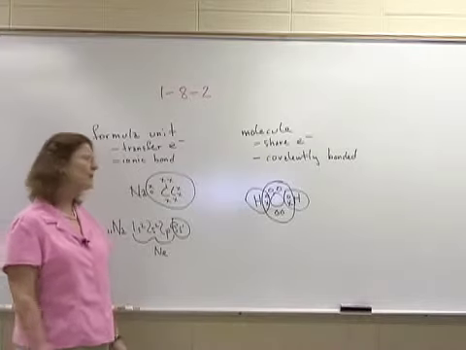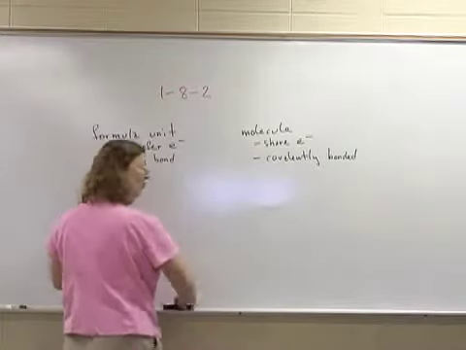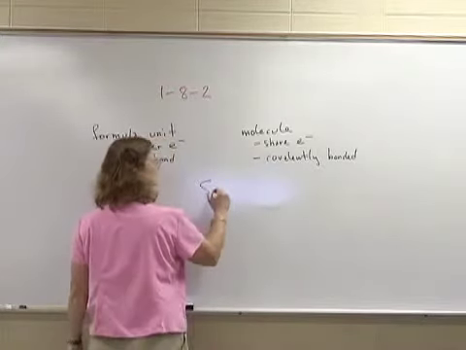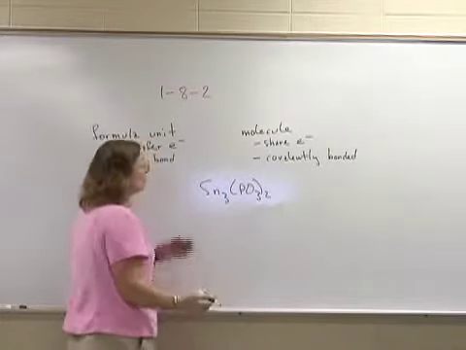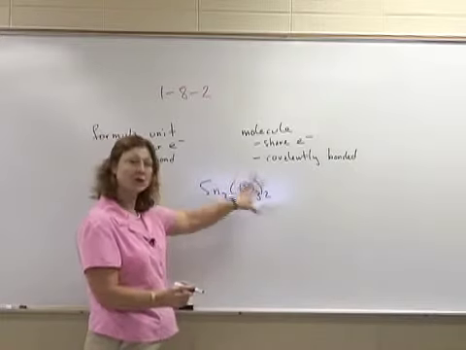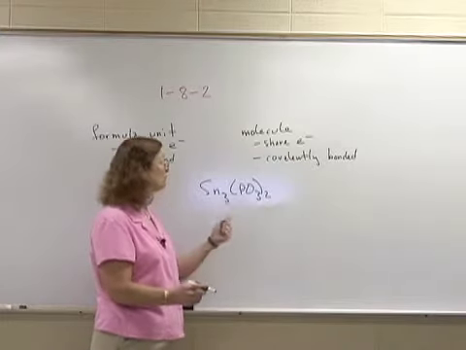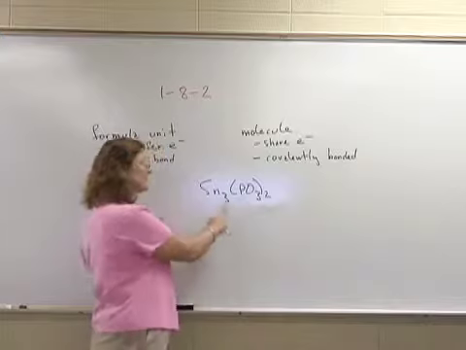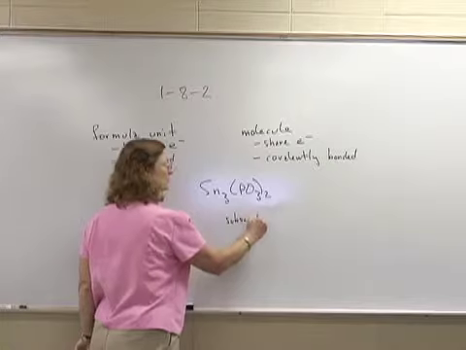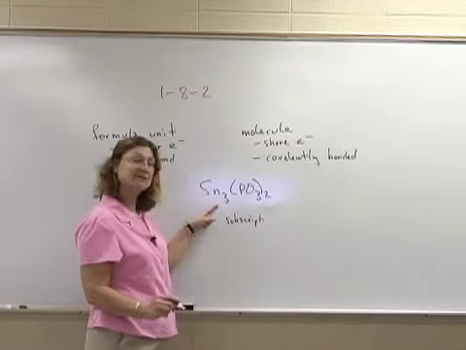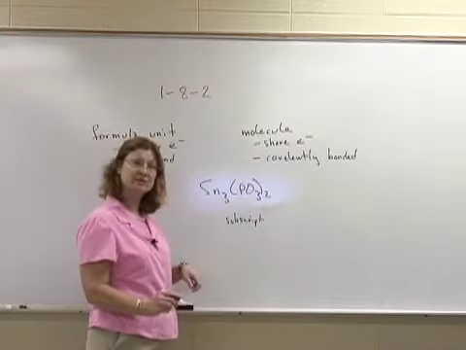Now, when we're looking at a formula, for example, one of the formulas that we had in the warm-up was Sn3(PO3)2. When we look at this formula unit or molecule, technically this would be a formula unit because we have a metal with a polyatomic ion. So that would be a formula unit. When we look at this, we see this subscript. This number 3 is a subscript. We have 3 atoms of tin, 2 atoms of phosphorus, and 6 atoms of oxygen.